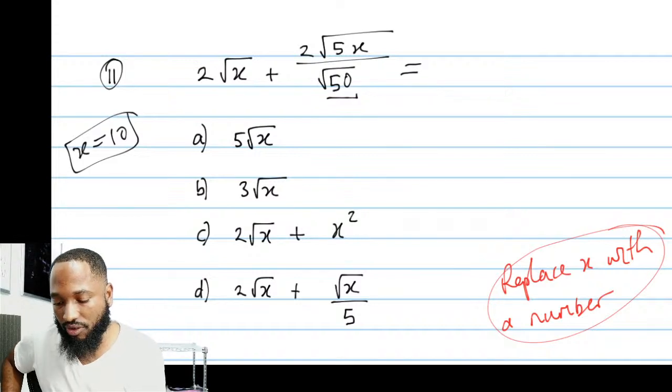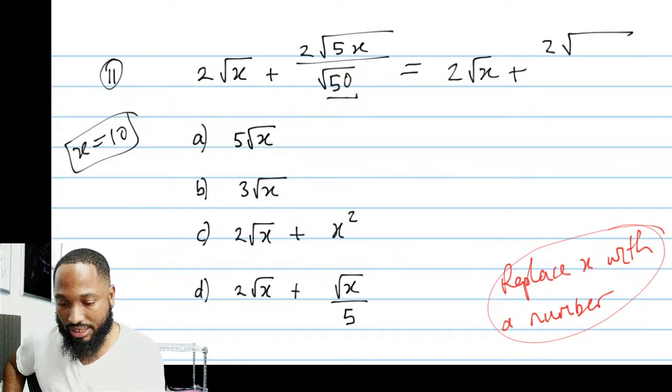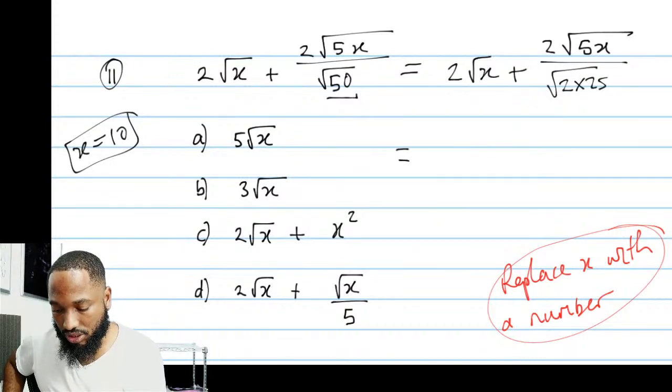square roots. So if you have the square root of 50, that's 25 by 2. So you have 2 root x plus this question. I made up this question last night. 2 square root of 2 times 25. So this is 2 root x plus 2 square root of 5x.